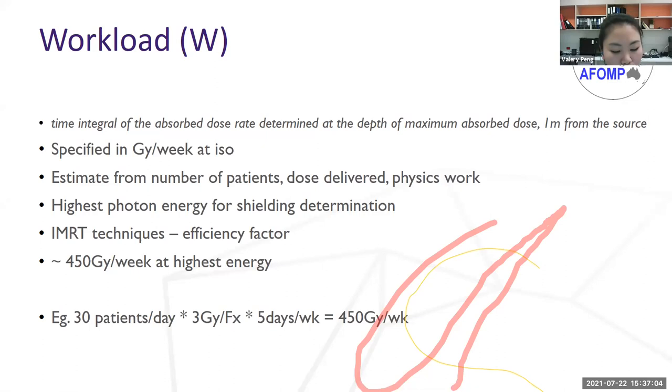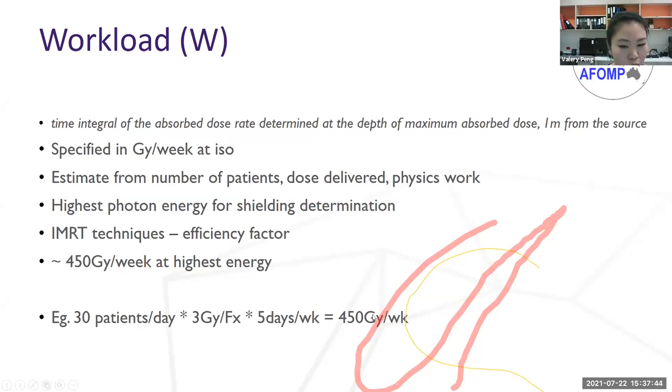so if we have 18x, if the highest energy has a low workload, then we would separately consider the next highest energy with significant workload, so that we use the 10x for our calcs. And for IMRT and VMAT type deliveries, an additional IMRT factor is included. And this is because for the same amount of dose to the ISO center, a significantly greater amount of monitor units will be delivered. So this increases the leakage. So we consider it separately when doing secondary barrier calcs.